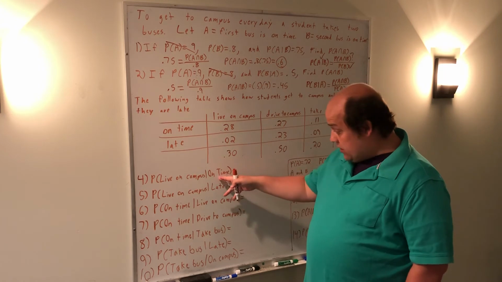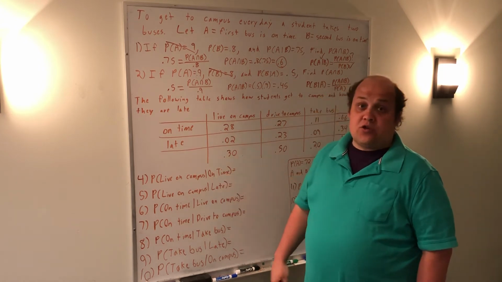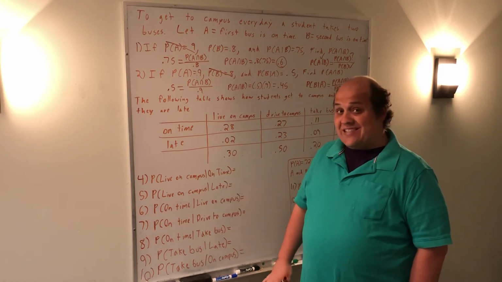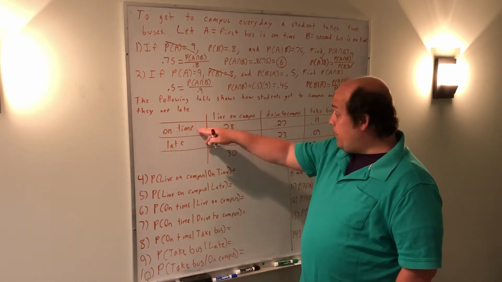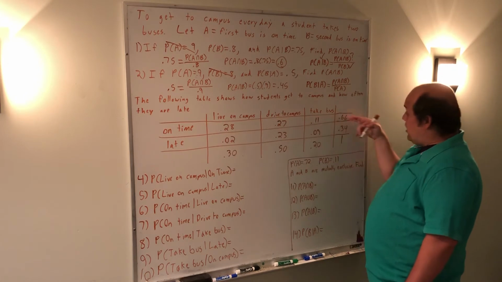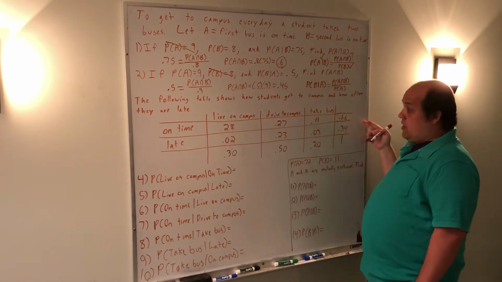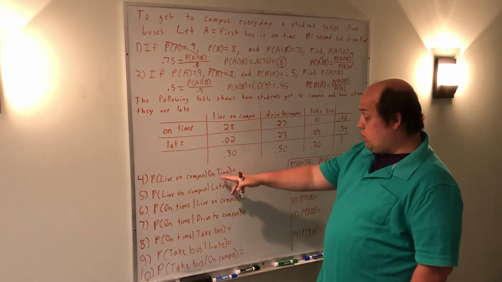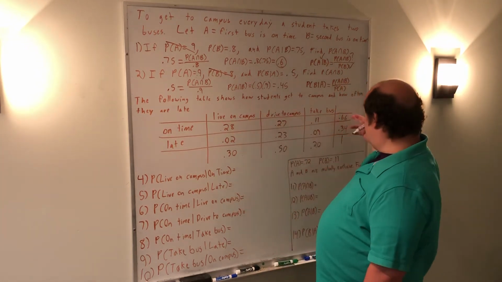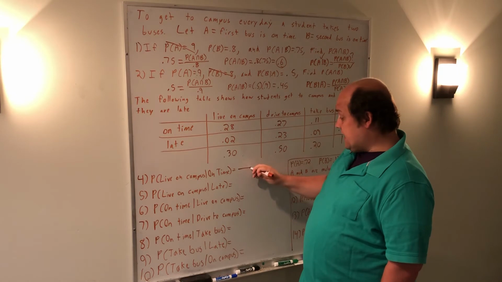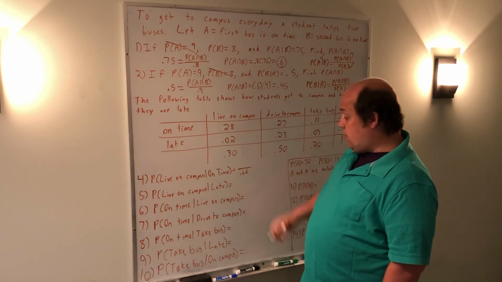So, for this first one, we already know that the student was on time. What that means is we can ignore any part of the table where the student was not on time. So basically, we're limiting ourselves just to this first row of the table. This first row represents students who were on time. We already know that the person was on time. So the total of this top row is 0.66. That's going to be the denominator of our equation.